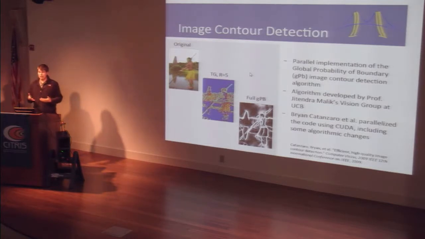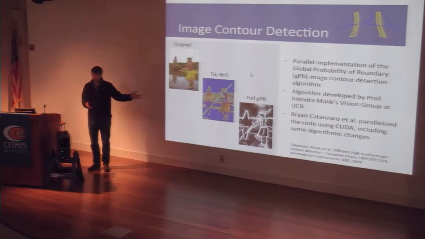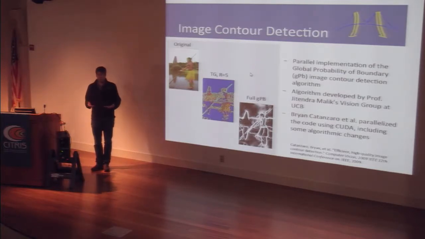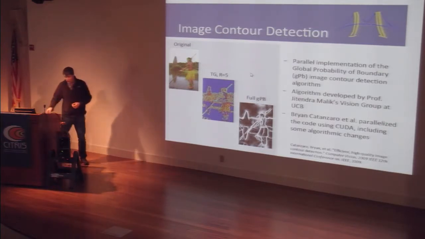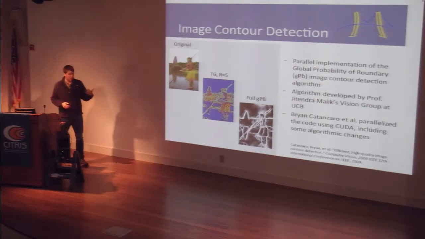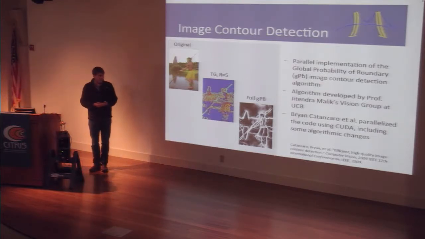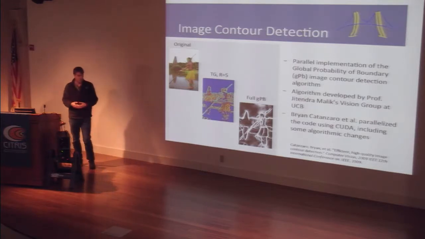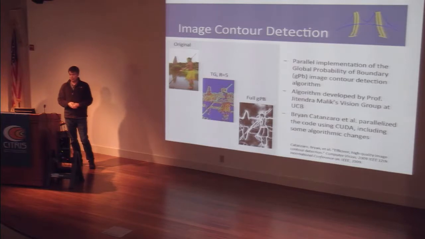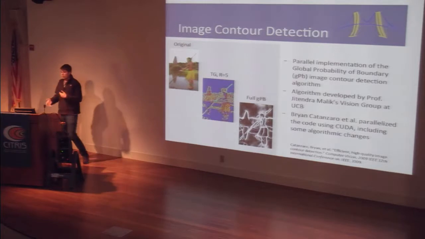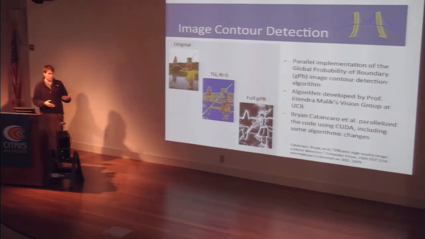There's a standard data set and benchmark for evaluating algorithms that solve this problem. The algorithm that did the best on this data set, at least at the time, is called GPB, developed by Jitendra Malik, who's a professor here. What Brian Catanzaro and several others did was take the code that these experts had written, parallelize it and write it in CUDA, and also make algorithmic improvements to speed it up by almost a factor of 100.